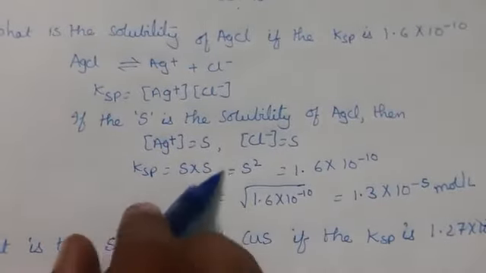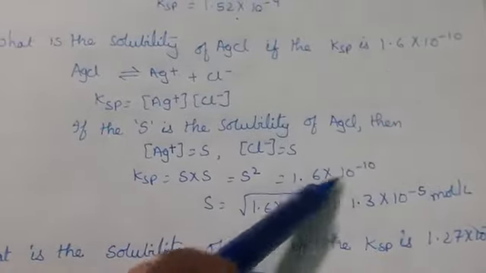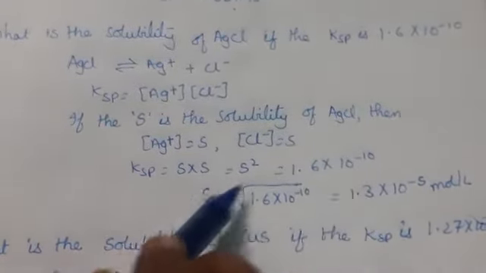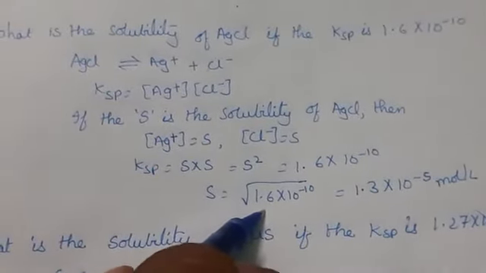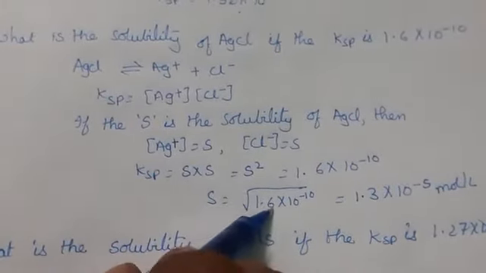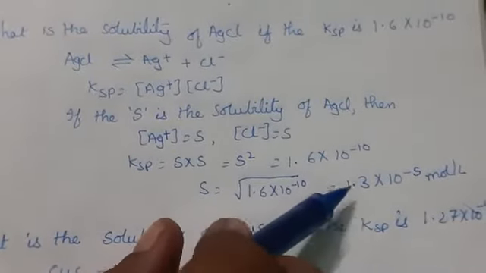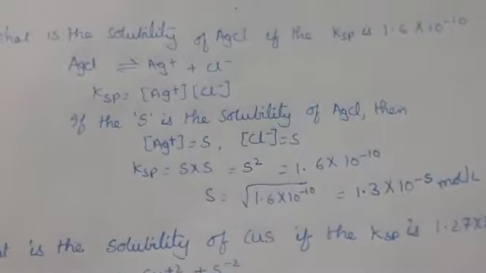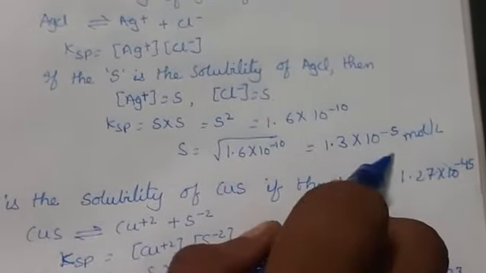So here this S squared is the Ksp value they have given, that is 1.6 × 10^-10. When you take the square root and calculate the square root of 1.6, you are going to get almost 1.246. We are taking it approximately as 1.3 × 10^-5 moles per liter.